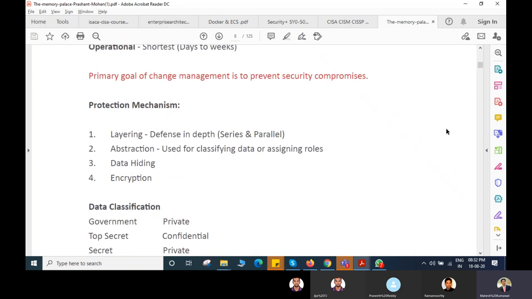So the primary goal of change management is to prevent security compromises. So we have change management, which is going to prevent security compromises. Okay. The reason we create change management, the first thing that comes into the picture is incident management. Any incident that comes to your company, like mail or network going down, database going down, servers going down, power outages in the company. So it's an incident for the company. It is going to block your operational working. The production will be lost at the same time.